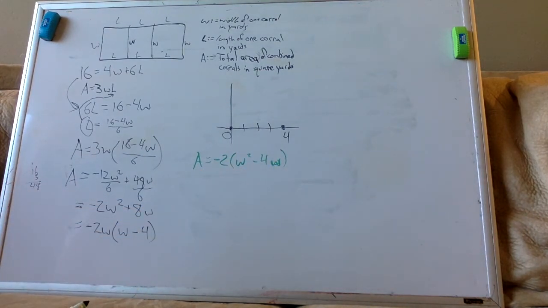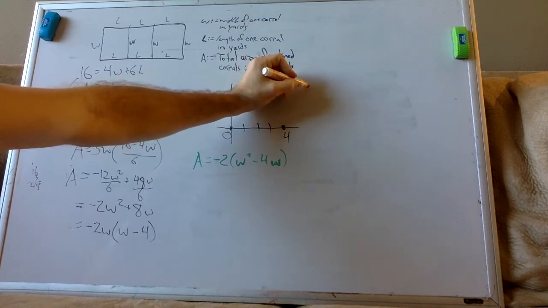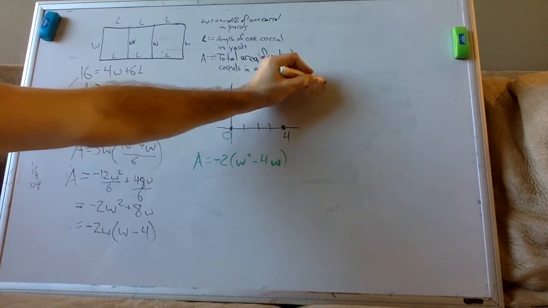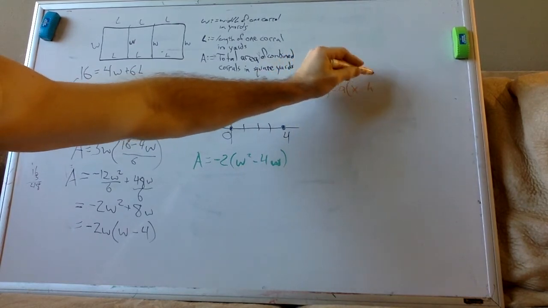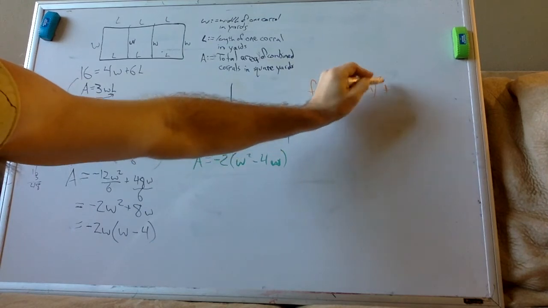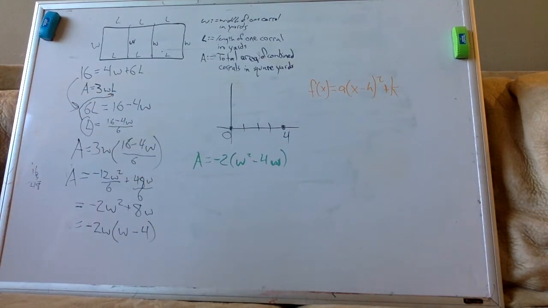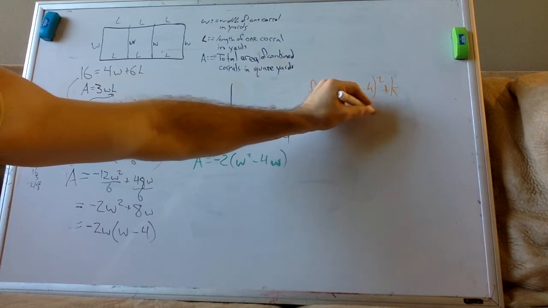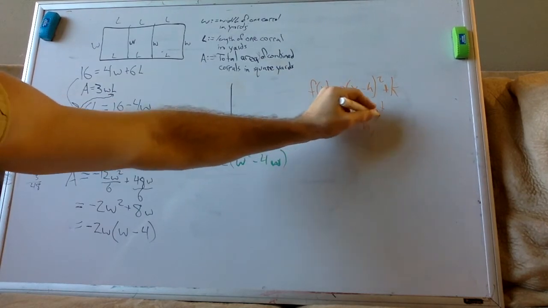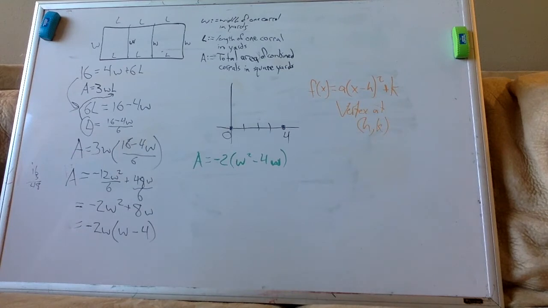Now I'm going to complete the square. I want to get it into a form where I have a times x minus h quantity squared plus k. I want to be in that form, and then that's going to show me where my vertex is. h, k is going to be my vertex. Okay. So I'm going to complete the square by finding a value to put in.